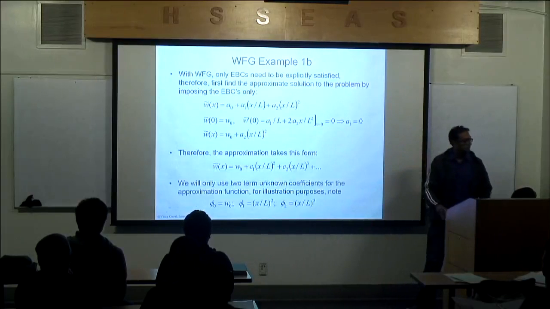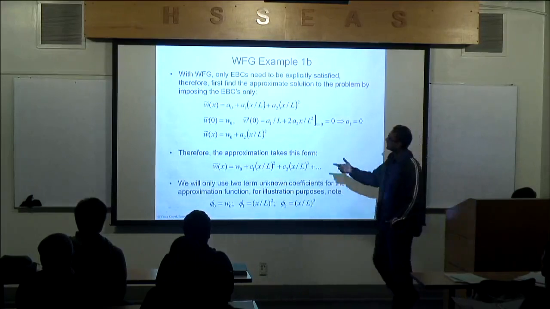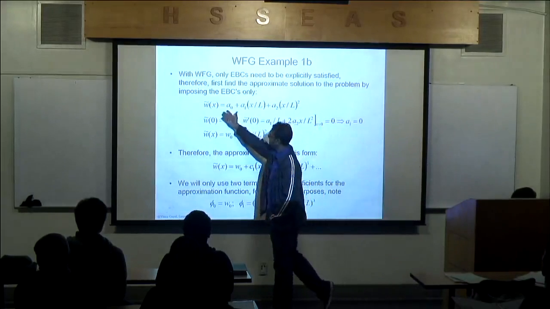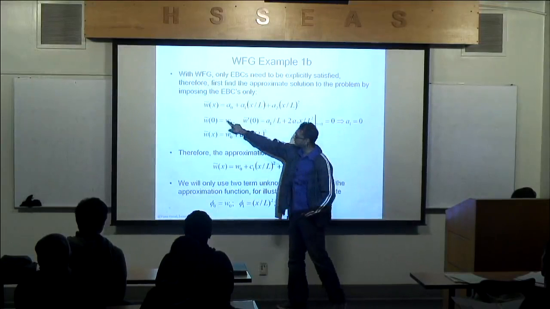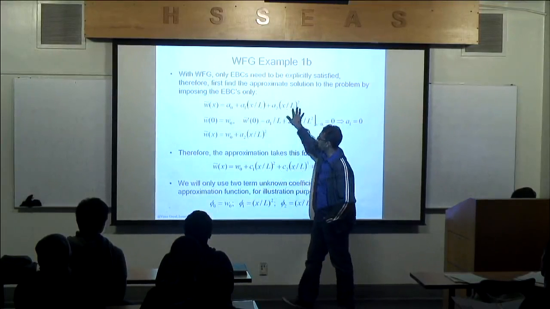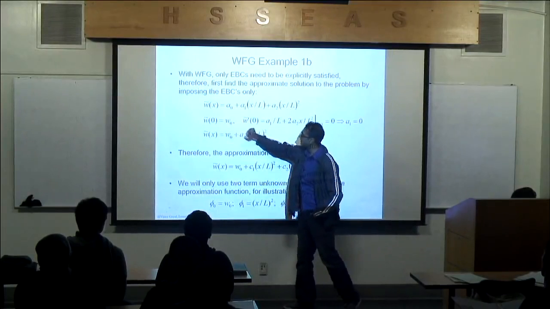All right, so in this example, I'll take the approximate solution to the problem. I'll plug in 0 here to impose the first one, which is W naught. So here this goes away, and I have W naught equals W naught.